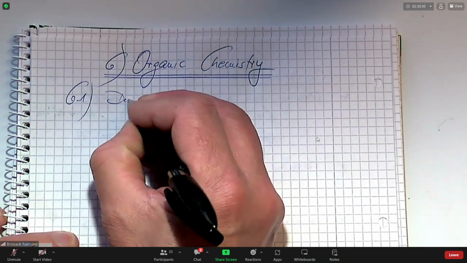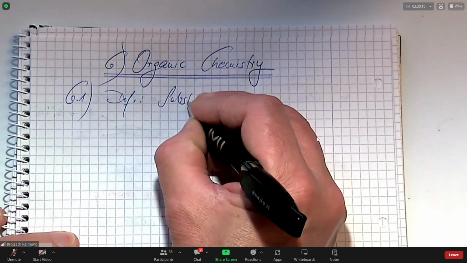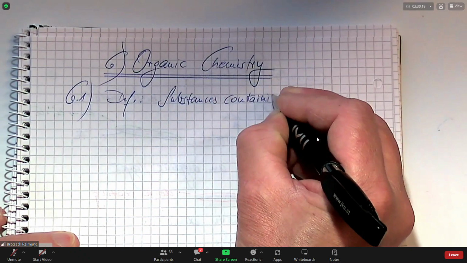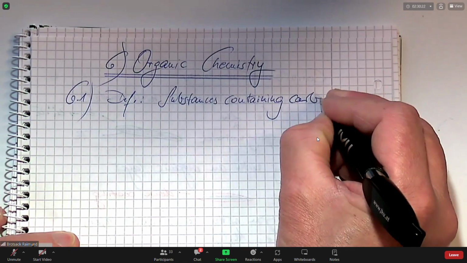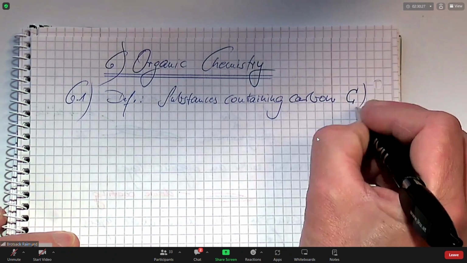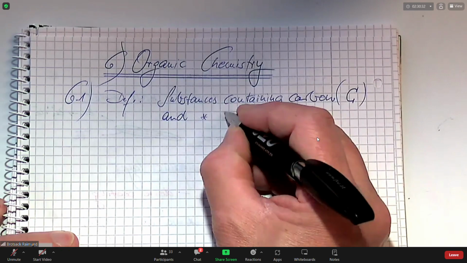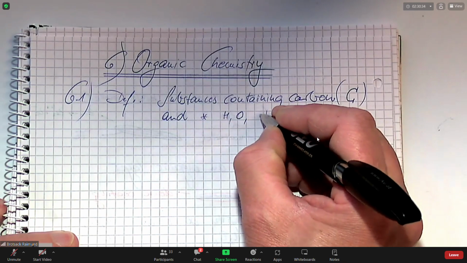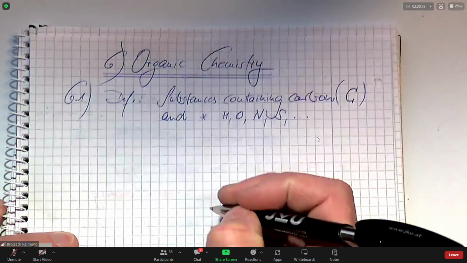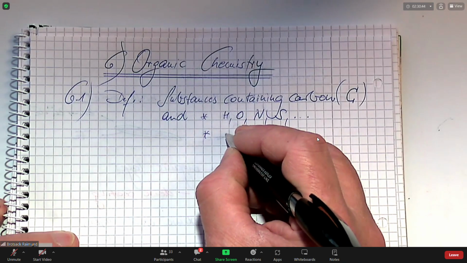So the definition is substances containing carbon, so C, and very often hydrogen, oxygen, nitrogen, sulfur, the others, mostly in covalent bindings.